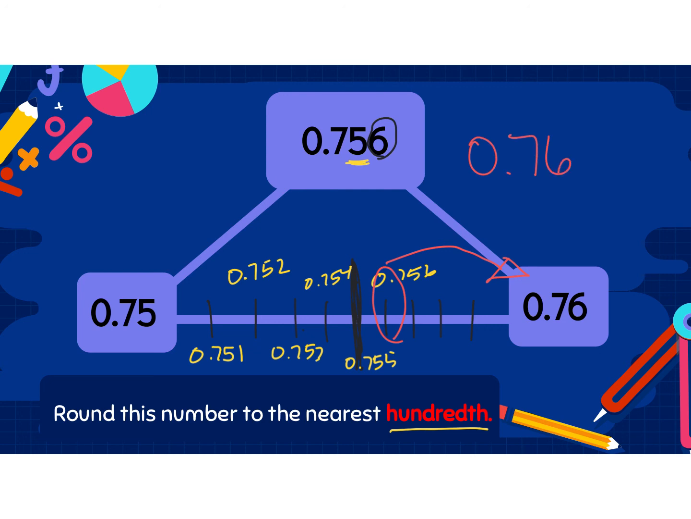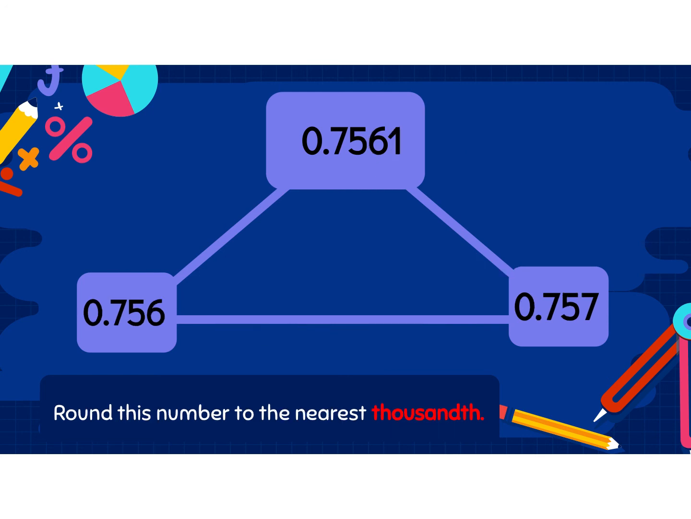We also know the rule: 0 to 4 down to the floor, 5 to 9 climb the vine. Since this number is higher than 5, we climb the vine and we round this up to 0.76. If you've got round to the nearest thousandth, we're going to do tenths, hundredths, thousandths. Your 1 is going to be the bossy one here.